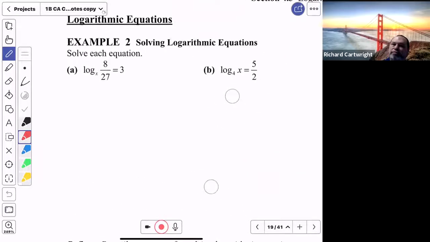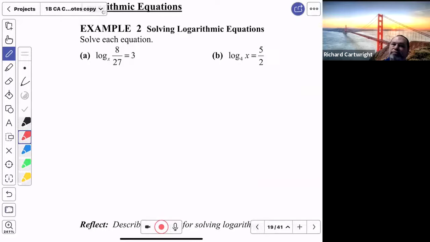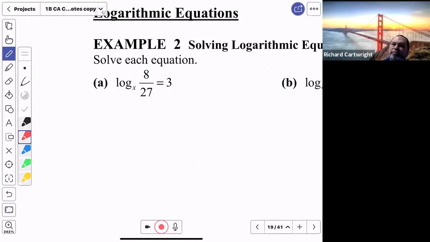Now we're going to solve logarithmic equations. So we're going to undo what's been done. I have a hard time solving a log equation by keeping it in log.